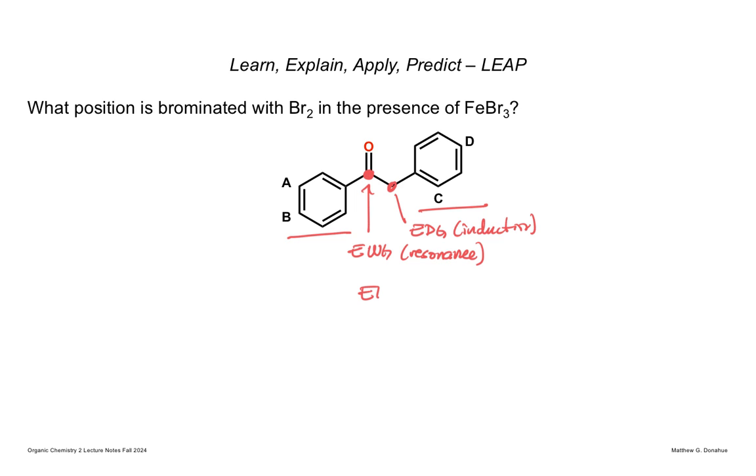So electron donating groups will always react faster than electron withdrawing groups. So that means the right-hand ring has to win. And we know that these are orthopara directors, these are meta. So if this is going to win, we want to say that the para group is going to be substituted first. So D would be the correct answer.